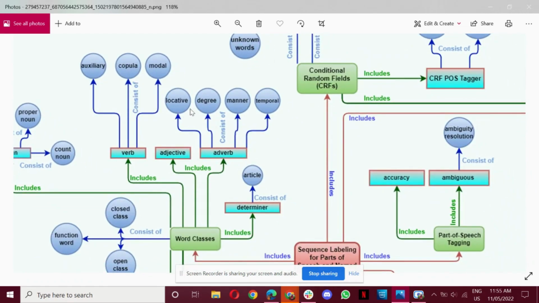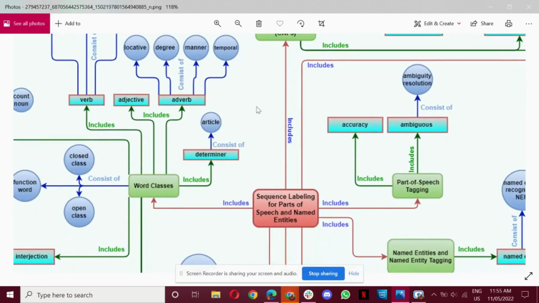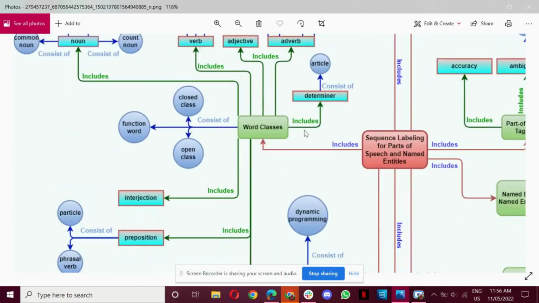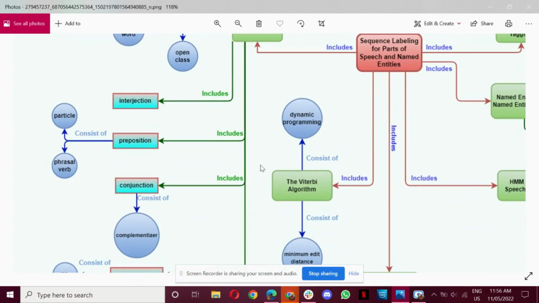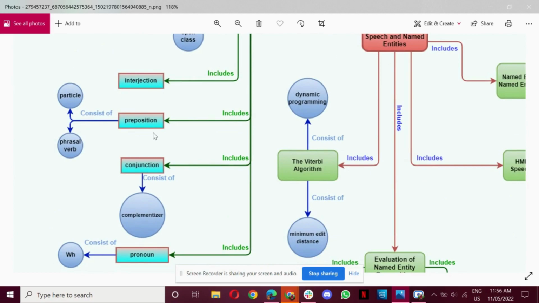Adverbs, we have locative or directional adverb, which specify the direction or location of some action. We have degree adverb, we have manner adverb, and we have temporal adverb, which describes the degree of the action, manner of the action, and the time that the action took place. Now, determiners like this and that can mark the start of a noun phrase. Articles are also part of determiner. Then we have interjection. And we have prepositions.